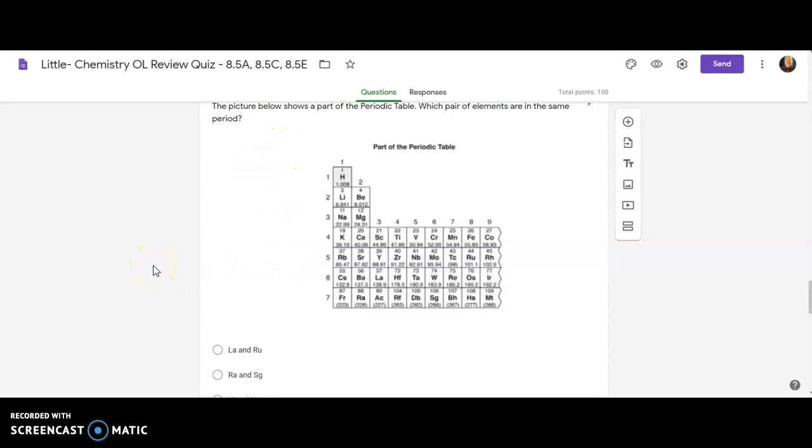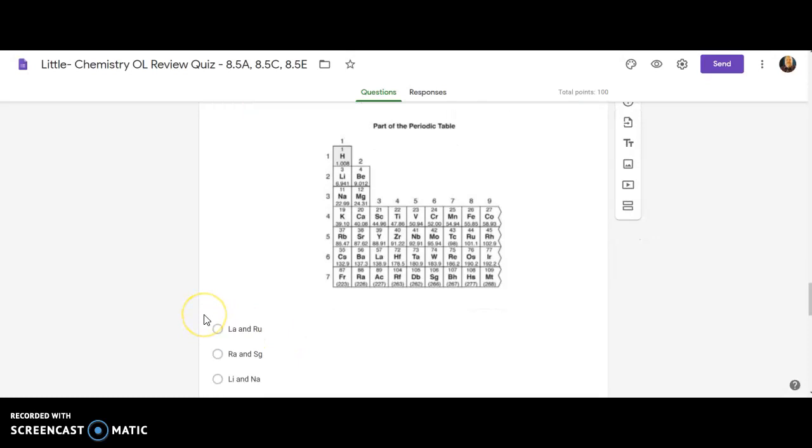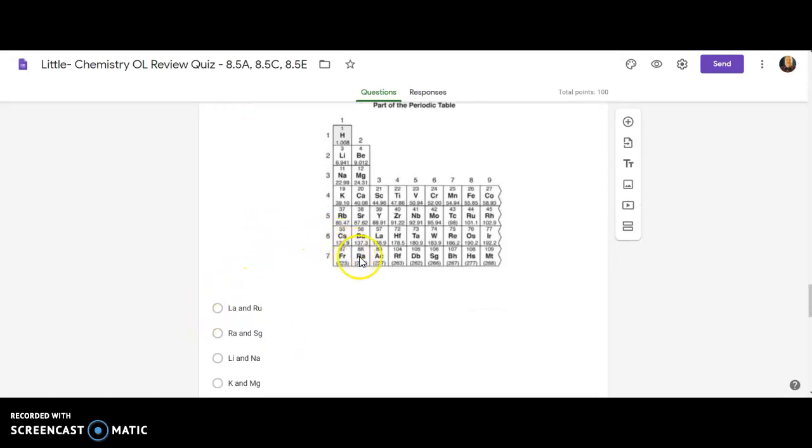Is it represented by LA and RU? Is it RA and SG, right here and here? Is it LI and NA, right here? Or is it K and MG, right here? Which 2 of those are in the same period?